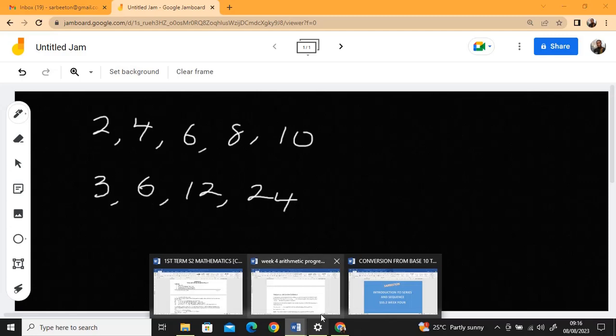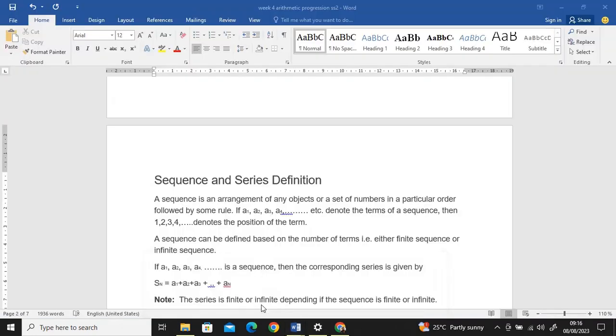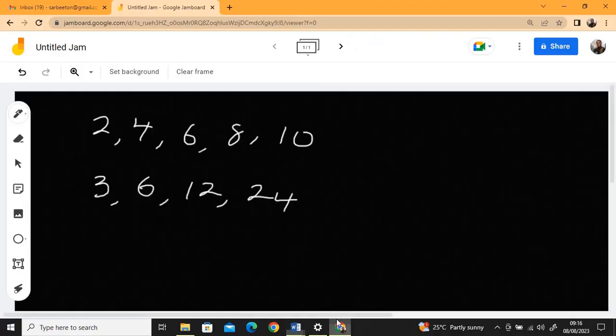Now let's move on. Denote by A, those are just numbers I represented with. Now I said a sequence can be defined based on the number of terms. The number of terms, they said it's either finite sequence or infinite sequence. What do they mean here? It's talking about this one here. This first one is first term. This is second term. This is third term. This is fourth term. This is fifth term. It means this is the first number, second number, third number, fourth number, fifth number.